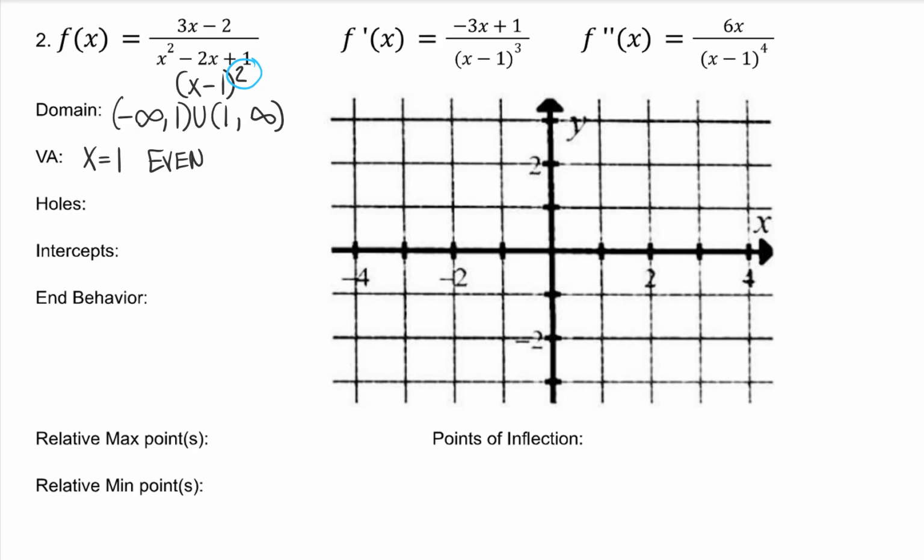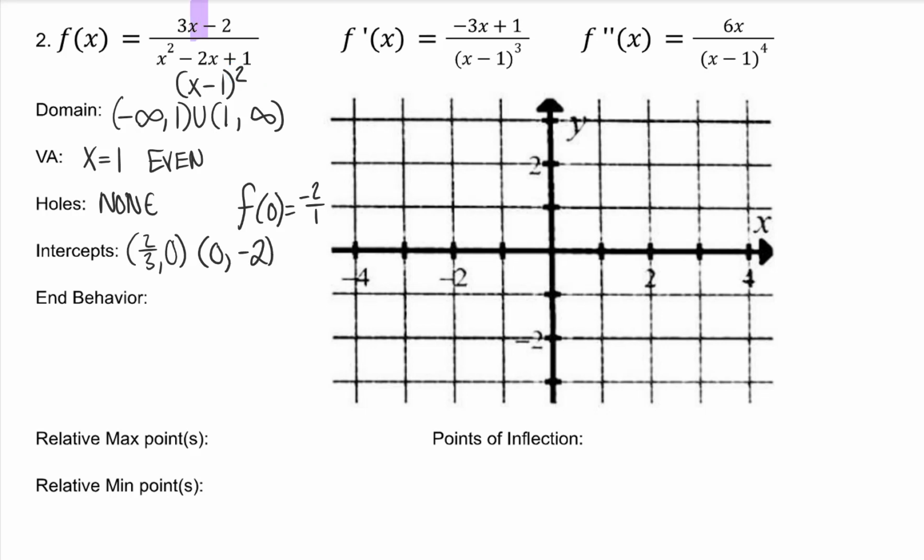Holes are the things that reduce. The top does not factor and nothing reduces, so we have no holes. To find our x-intercepts, we make our function equal to 0, which is essentially making the numerator equal to 0. All right, add 2, divide by 3, so x is 2/3. That is our x-intercept. And our y-intercept is when x is equal to 0, so if I plugged in 0, I would get negative 2 at the top and positive 1 at the bottom. So my y-intercept is negative 2.